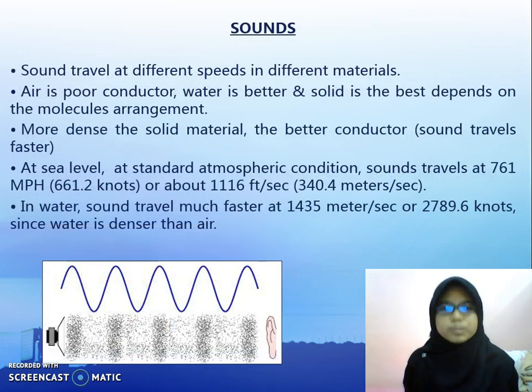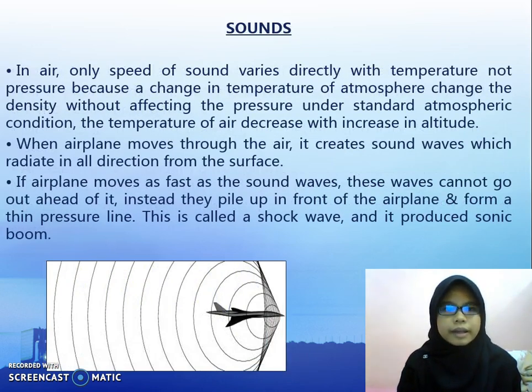Sound travels at different speeds in different materials. Air is a poor conductor, water is better, and solid is the best, depending on the molecule arrangement. The denser the solid material, the better the conductor. In air, the speed of sound varies directly with temperature, not pressure, because of the change in temperature of the atmosphere. When an airplane moves through the air, it creates sound waves which radiate in all directions from the surface.